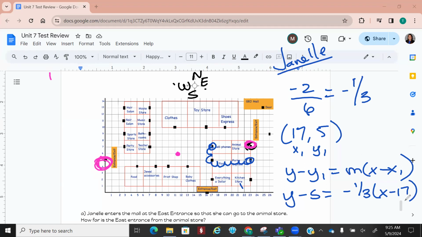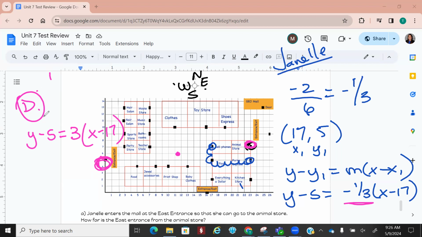Okay, now part D asks for you to write the same thing, but perpendicular. Okay, so this is part D. You're going to take the exact same equation, but instead of this slope, you're going to flip it and change the sign. So this is going to be y minus 5 equals 3, because that's when you flip it and make the sign positive, x minus 17.